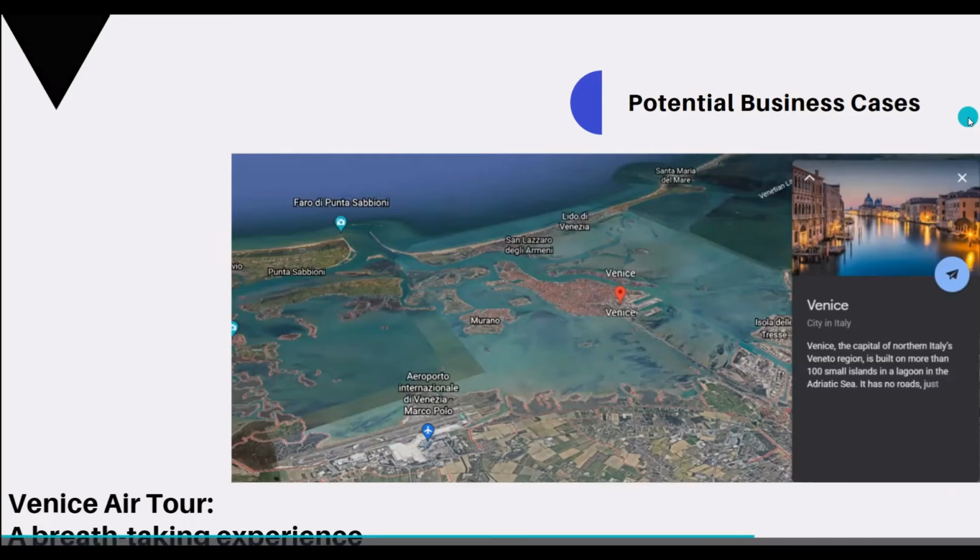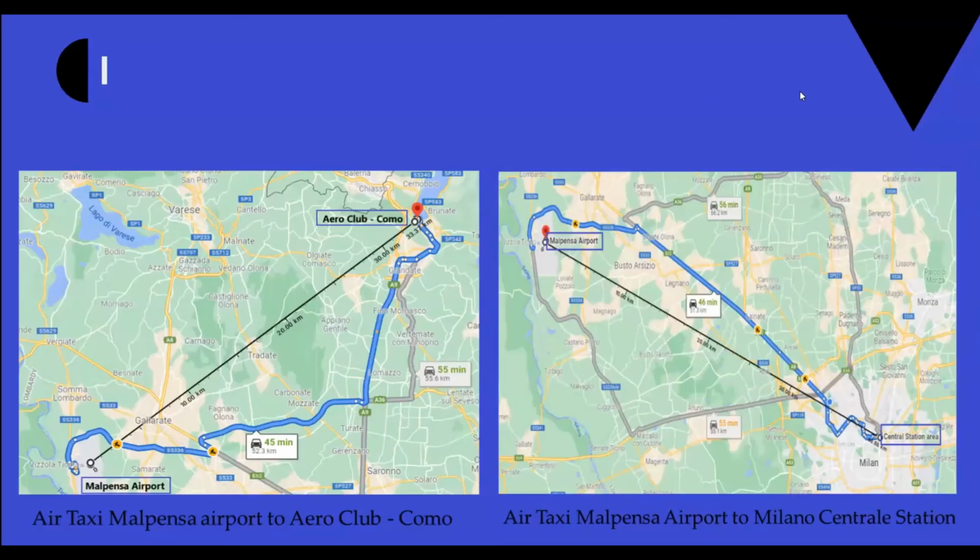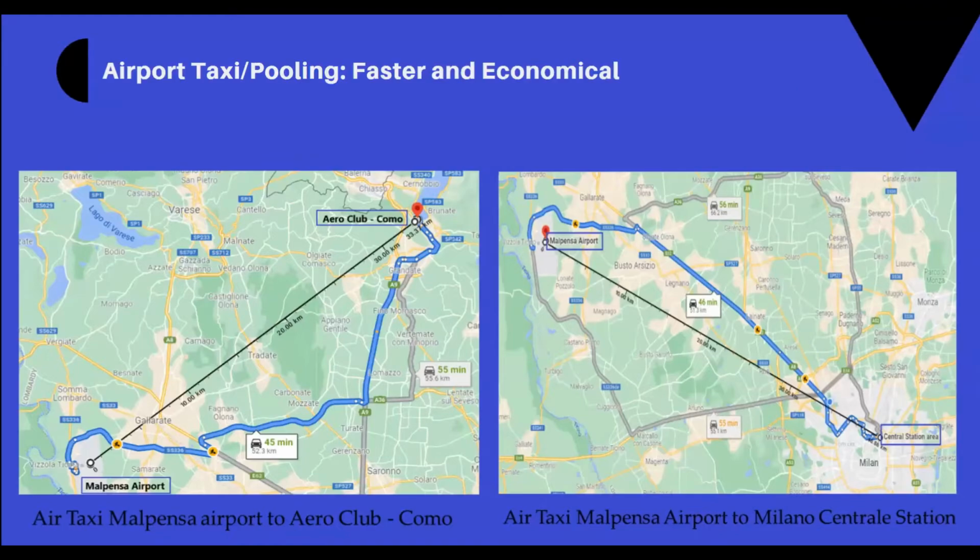Let's move on to the second one. Okay, the second one is air taxi and pooling. All the time, airports are far away from the city, and it's a problem. It takes time, an hour or so every time you go to an airport, and it costs a lot as well. Regular taxis or buses cost more than regular things.